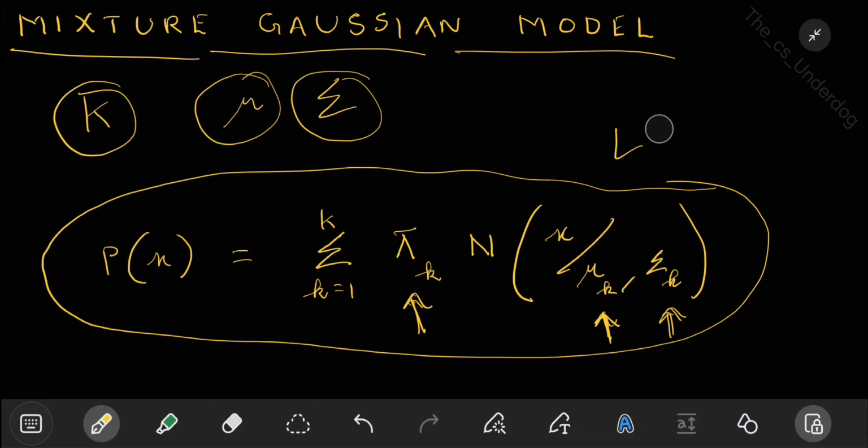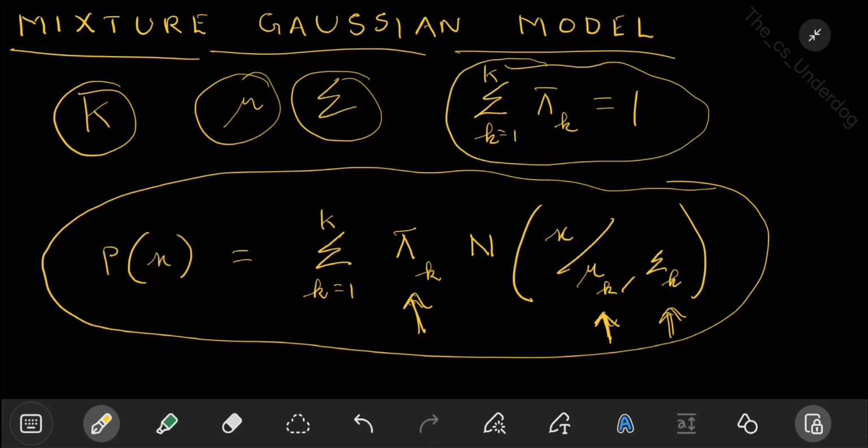This is the point that you need to understand. And the conditions here: the first condition is that the summation over all k of pi k should always be equal to 1. That is, if you take k equal to 1 to K and do the summation, pi k should be equal to 1. Each value of pi k would be something like 0.1, 0.3, 0.2, and so on. This tells how much is the importance of the kth Gaussian in the total mix. If you have 3 or 4 different Gaussians in the mix, the weightage given to the kth Gaussian is given by pi k.